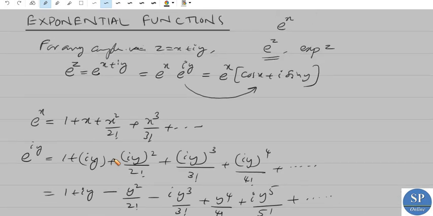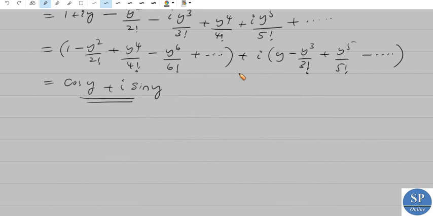So we can write this exponential function as e power z is equal to e power x plus iy. So we can write this as a multiplication of e power x into e power iy. Now this e power iy can be expressed as cos y plus i sin y. So we can define this exponential function of a complex variable z as this. Okay. Now here we know e power z is equal to e power x plus iy, which is equal to e power x into cos y plus i sin y.